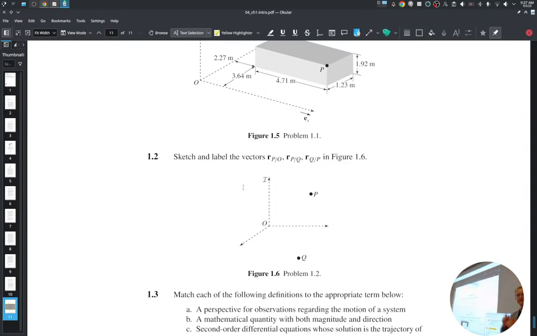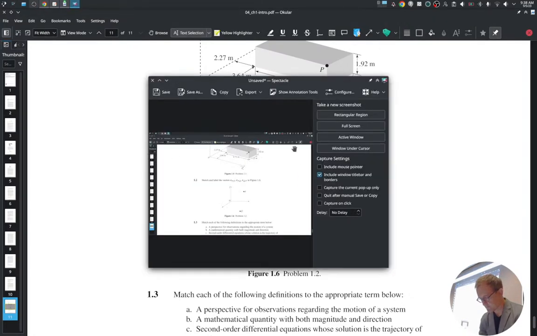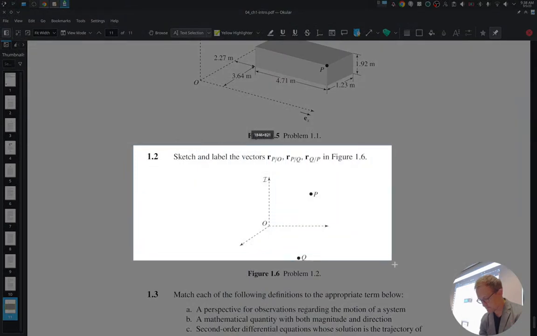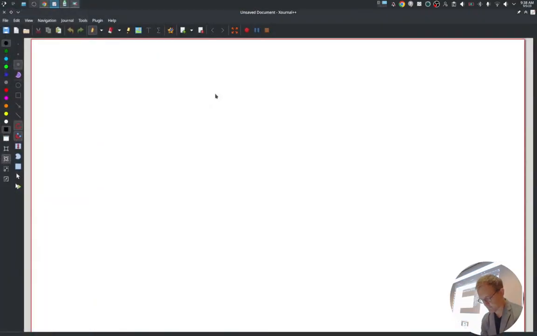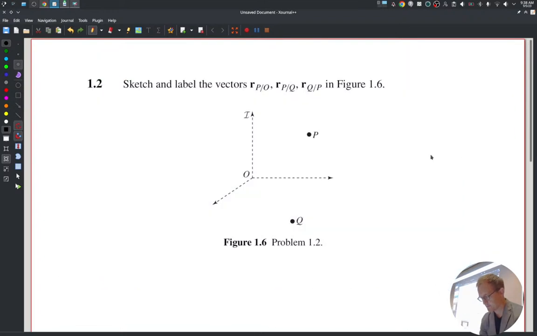All right, next problem is looking at vectors. Hopefully mostly review, especially in this first chapter. I'm just pasting in that problem. So take a second, how would you draw three vectors: RPO, RPQ, and RQP? We have two points in space with one origin. How do I draw vectors connecting those points to each other? And which one's which?